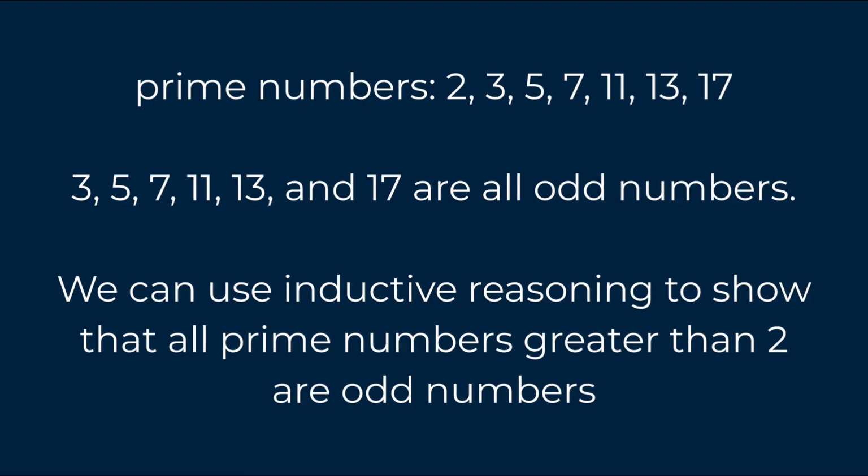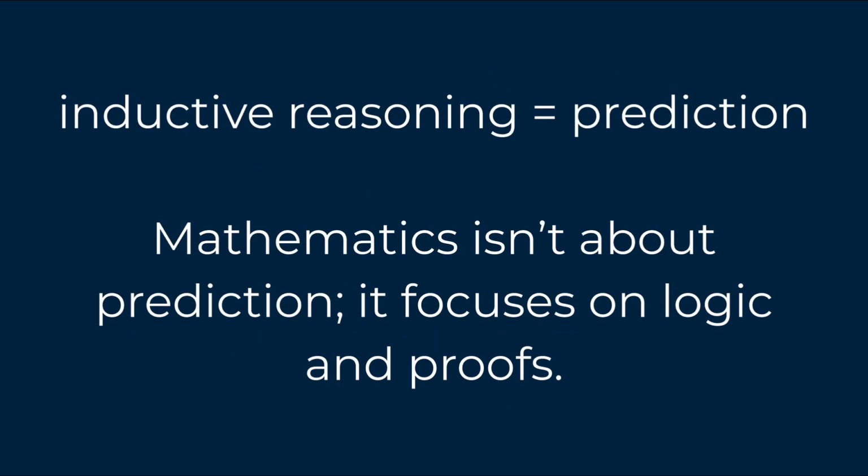Because last I checked, the prime numbers go all the way to infinity. And if we're given all of these examples, then shouldn't we make sure that all of the examples are odd numbers to prove this statement true? That's the problem with inductive reasoning. It's prediction. And mathematics isn't about prediction. Well, some of it is, but in geometry, we're more focused on logic and proofs.